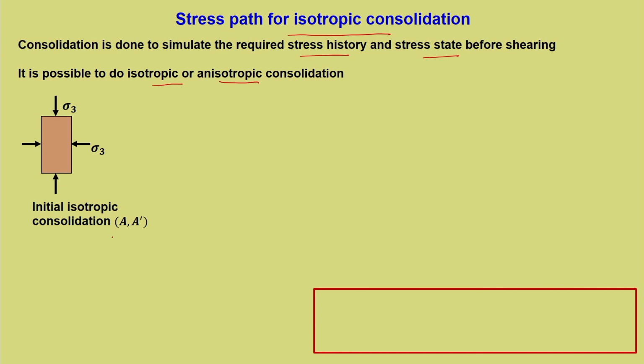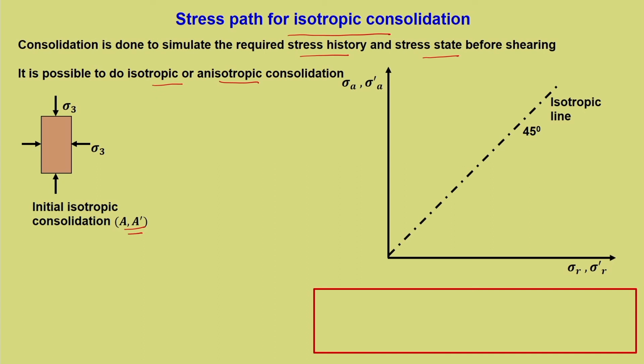Now, this is a typical case of initial isotropic consolidation, which is represented by point A dash. We will have all the stress path plots. First, we will start with sigma A dash, sigma R dash. Now, we can draw this isotropic line. This part of stress path plotting is fairly simple, because we know that for isotropic consolidation all the points would lie on the isotropic line, and we have seen this initially also while we started this lecture. So, the initial isotropic consolidation point is A dash.